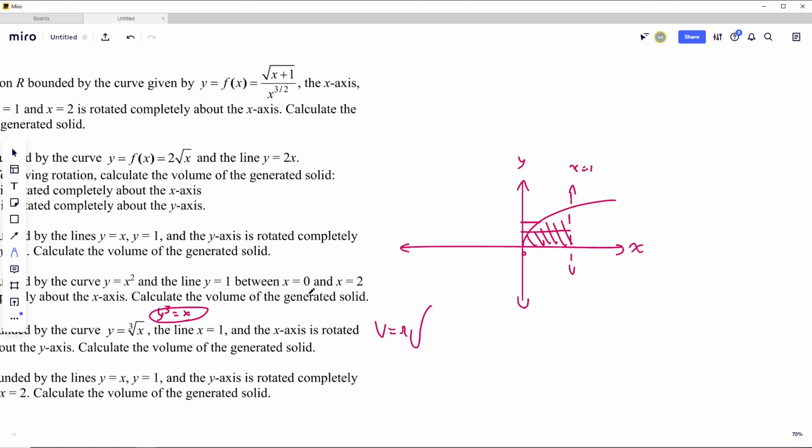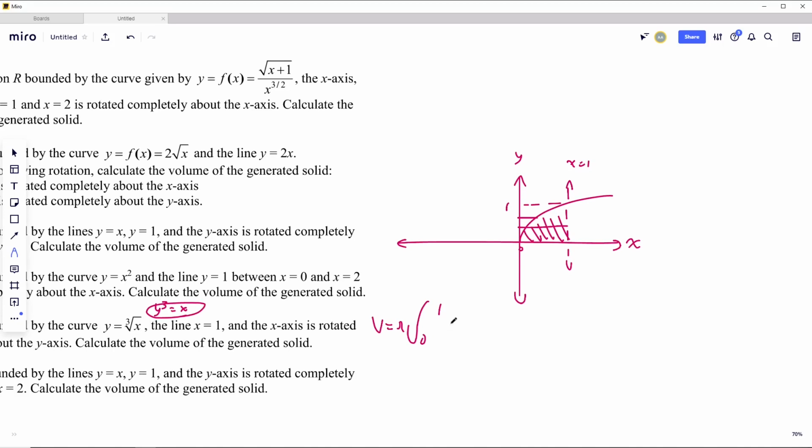If you put 1 here, what do you get? Cubic root of 1, again 1, easy stuff. So again 0 to 1, large radius is 1, so 1 squared is 1, minus this one, which is y cubed this time, so y cubed minus 0, y cubed squared, which is y to the power of 6, dy.